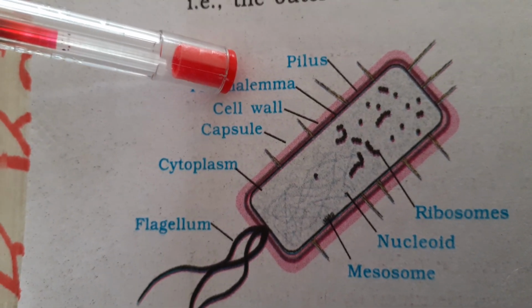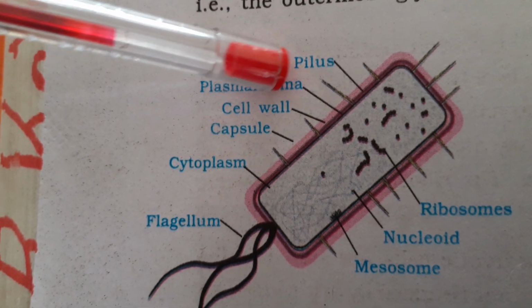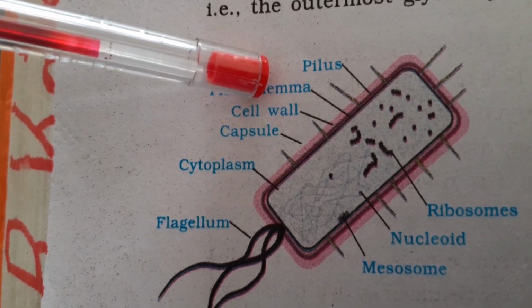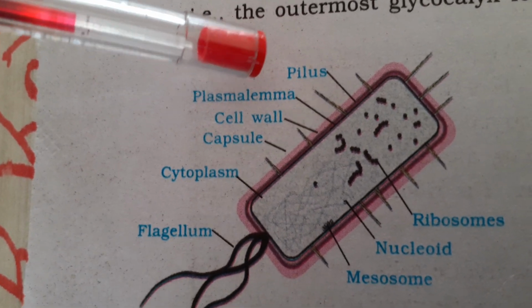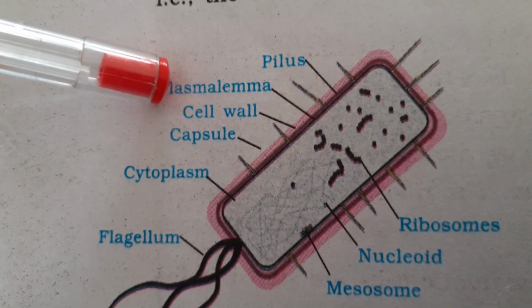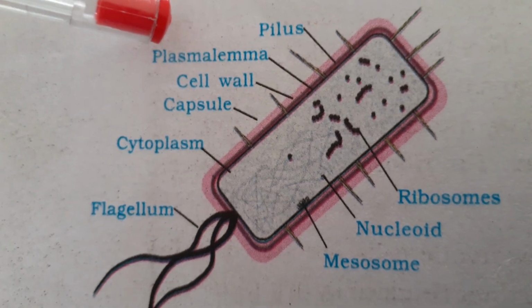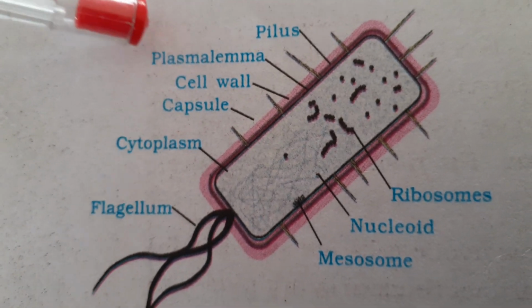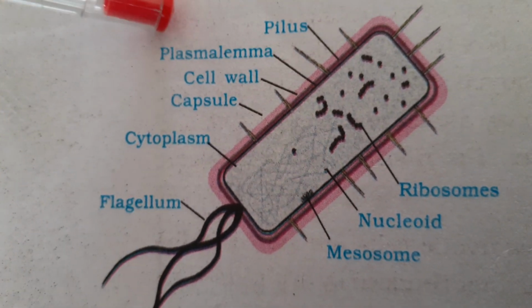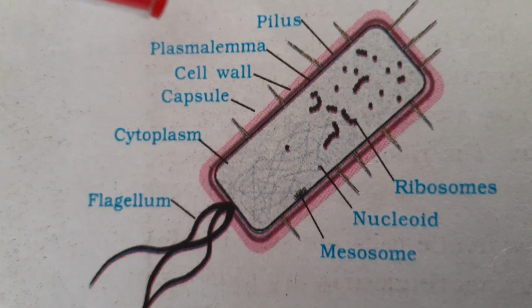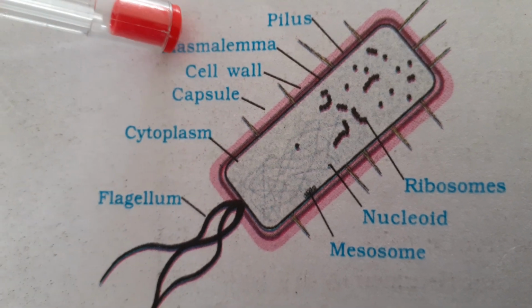Then you will find the plasma lemma or the plasma membrane. The plasma membrane is a structure which helps in permeability. That means the layer interacts with the outside world. The movement of the molecules is through the help of this plasma lemma or the plasma membrane.